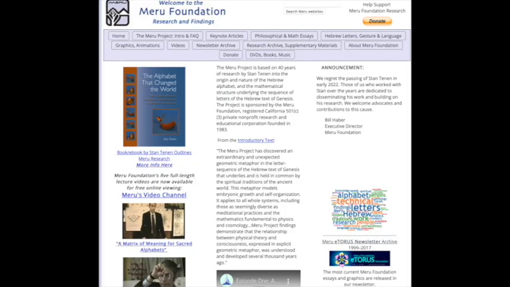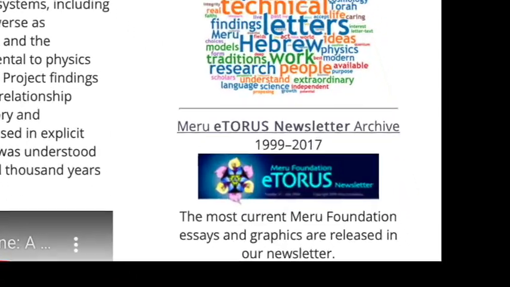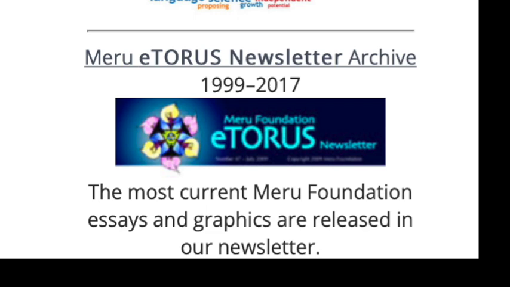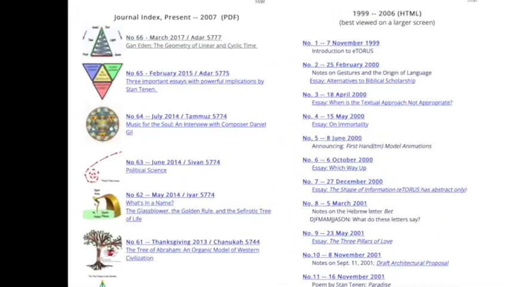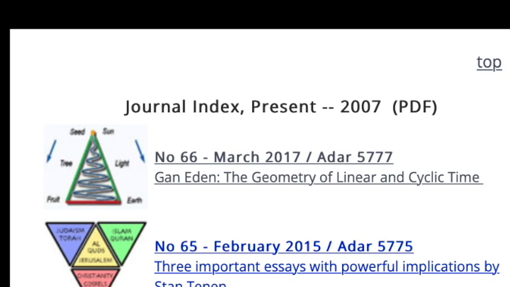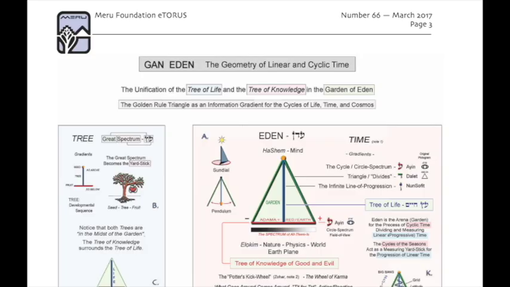Something that I think we can progress to doing with this: we used to publish a newsletter called the eTaurus, and those are all posted online. You can find them on www.meru.org. You go there, on the right-hand side, there's a link to the archive of all of the eTauruses that we published. As it happens, the last one, number 66, deals with the geometry of linear and cyclic time, which is what this poster is talking about.